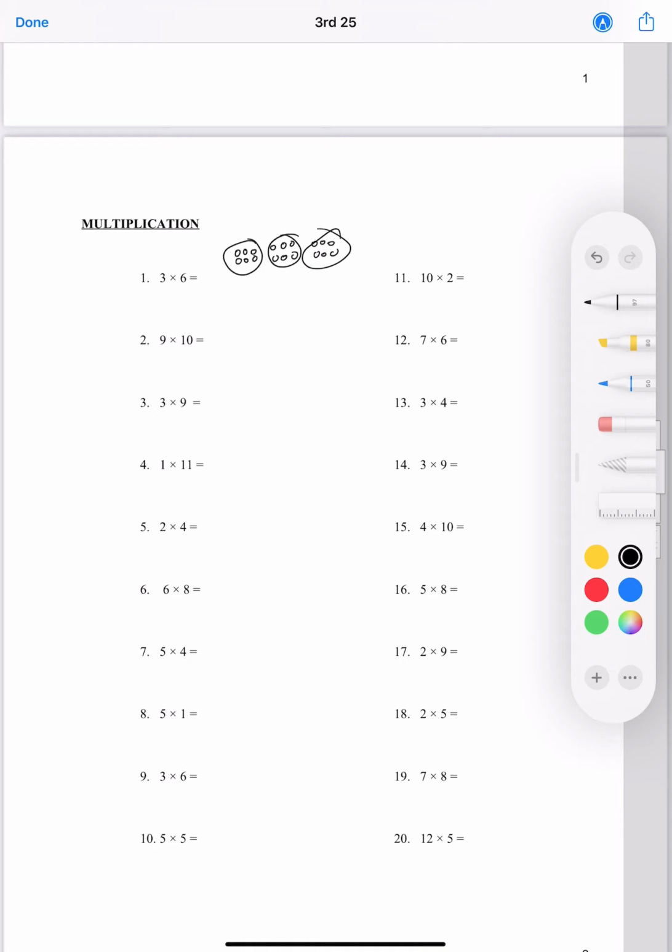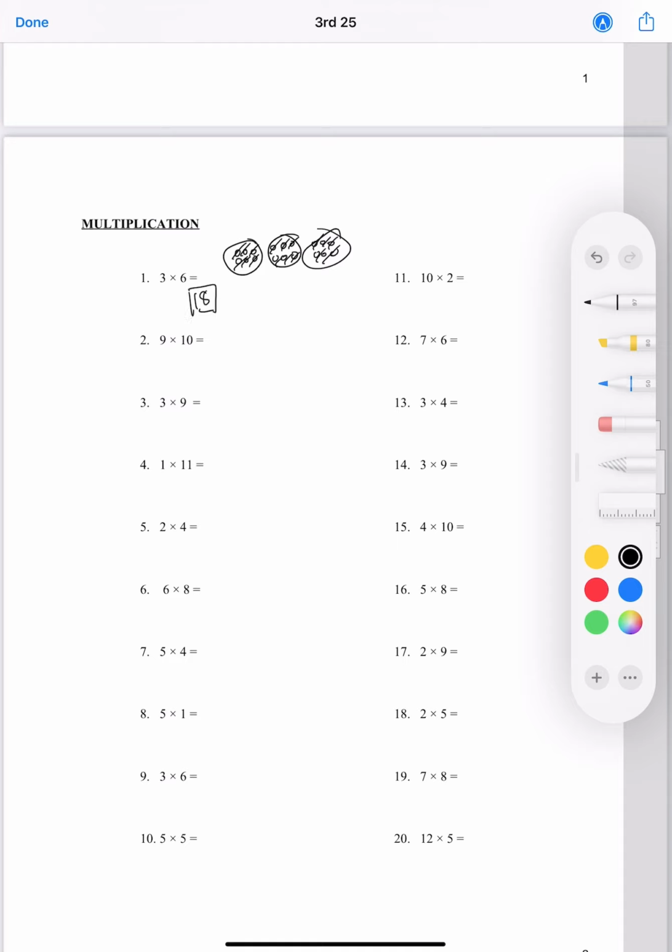Now we count the singular small circles. So 1, 2, 3, 4, 5, 6. 1, 2, 3, 4, 5, 6. 1, 2, 3, 4, 5, 6. And we can see that there are 18 total circles. So that is the answer.